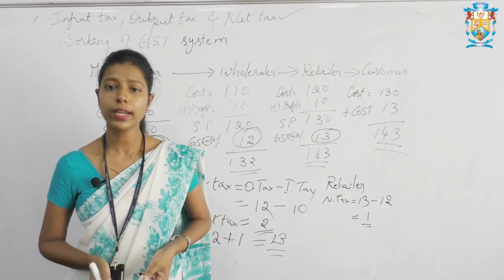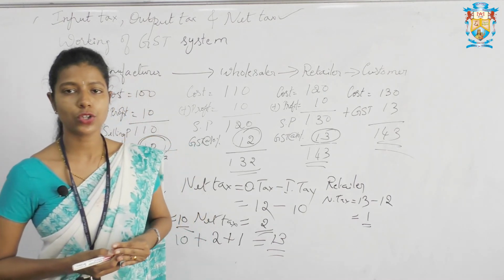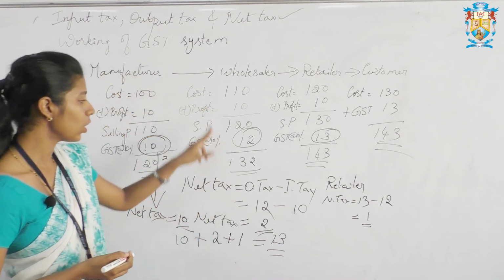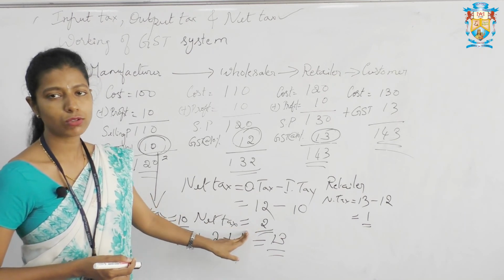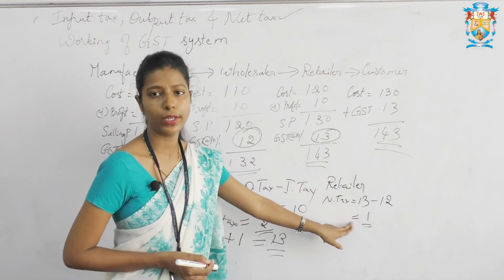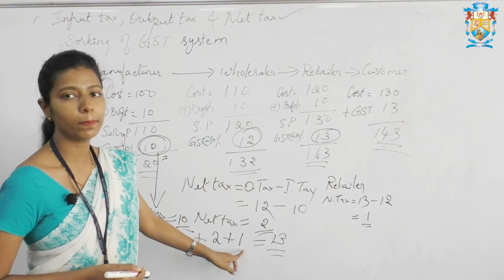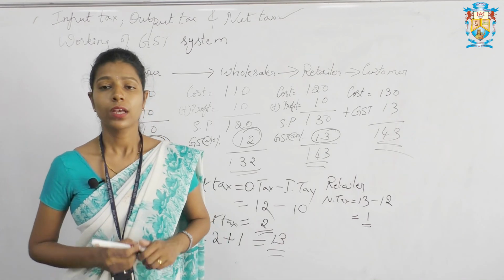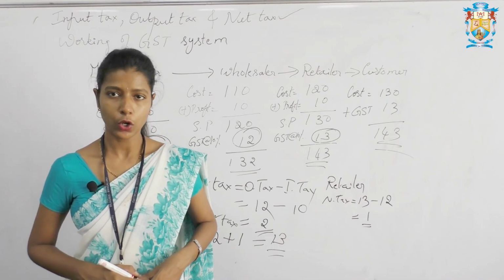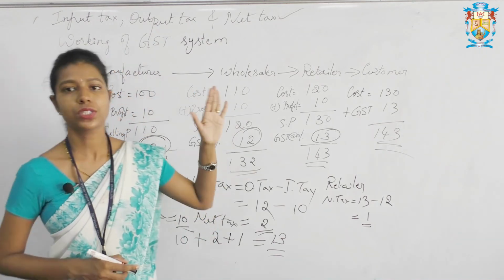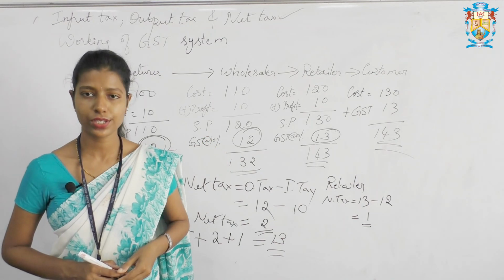So here, whatever the output tax or input tax, there is no double taxation or cascading effect, because the wholesaler pays only 2 net tax to the government, and the retailer pays only rupees 1, but the customer pays 10 plus 2 plus 1, that is 13. So here the customer will bear the liability of paying tax to the government. So this is how the GST system works, and how input tax and output tax are involved in the GST system.